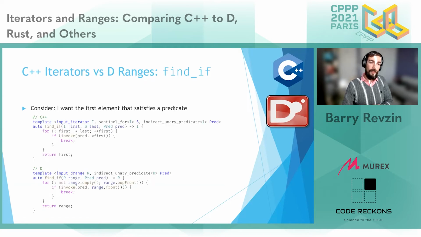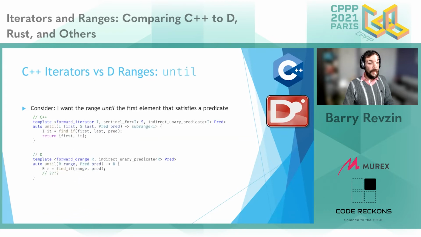So let's look at our favorite algorithm, findIf, to try to answer this question. Let's say I want to find the first element that satisfies the predicate. That is a pretty easy algorithm to implement in C++. It's a pretty easy algorithm to implement in D. And you can see that the loop structures for both algorithms are basically the same. These are very closely related. The only difference is that in C++, we return an iterator, which points to the element that satisfies the predicate. In D, we return the range starting from the first element that satisfies the predicate. And so this is fine.